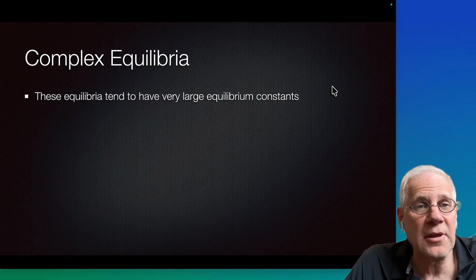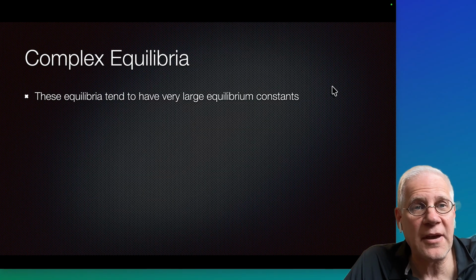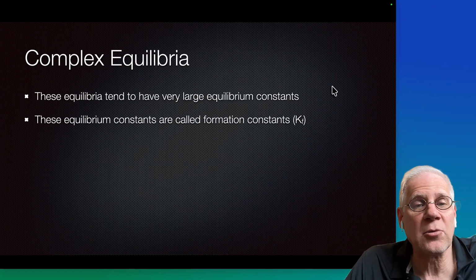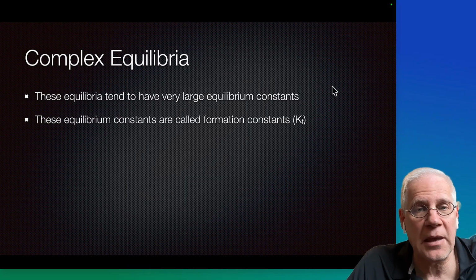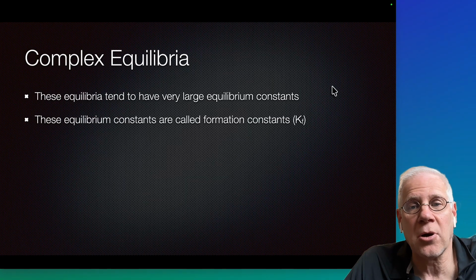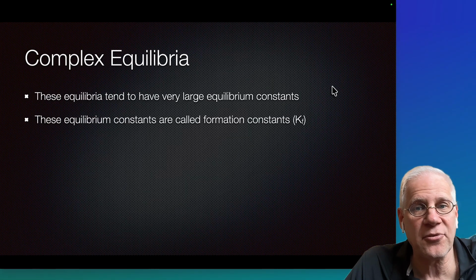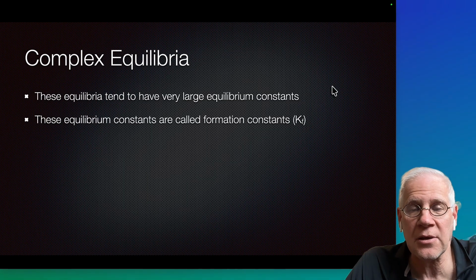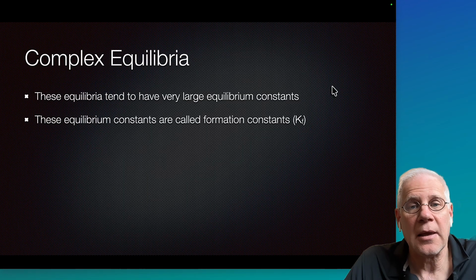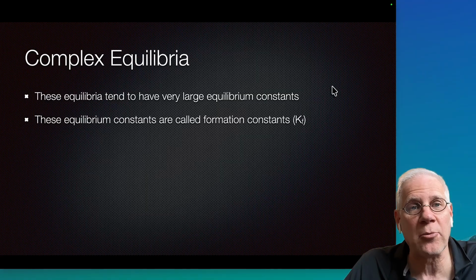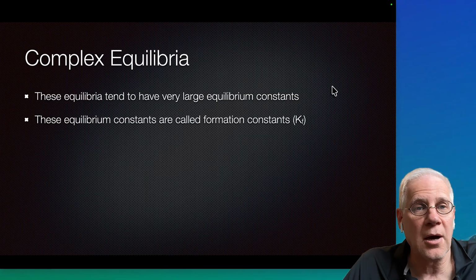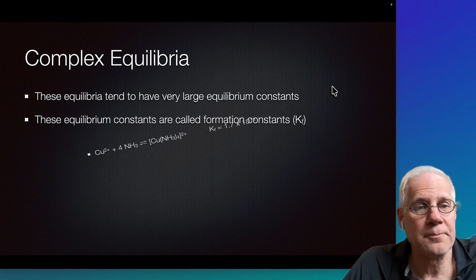As I mentioned, the equilibria are very heavily favored in the forward direction. And what that does is it gives them really large equilibrium constants. And these equilibrium constants, when you have these metal ligand interactions, are called formation constants, Kf. So again, the big K just tells you it is an equilibrium constant, and it's a very specific type of equilibrium that we're looking at, and that's the formation of a compound or of an ion that forms between a Lewis base, a ligand, and a metal ion.